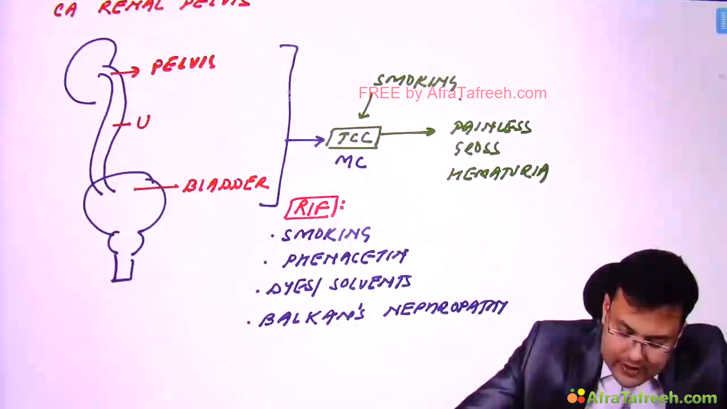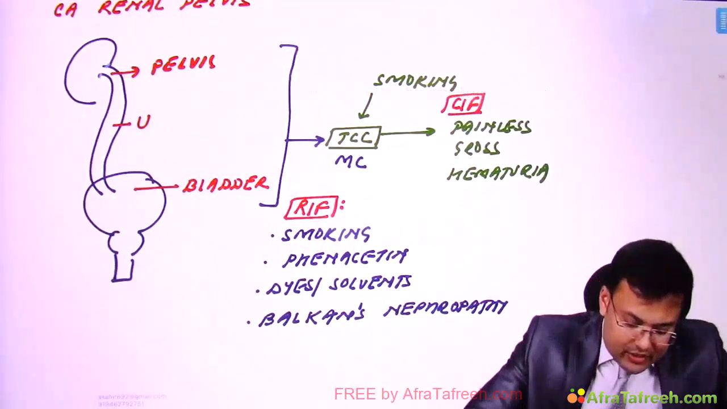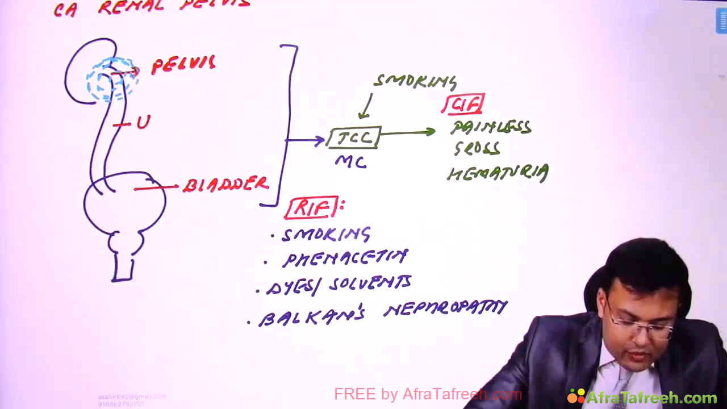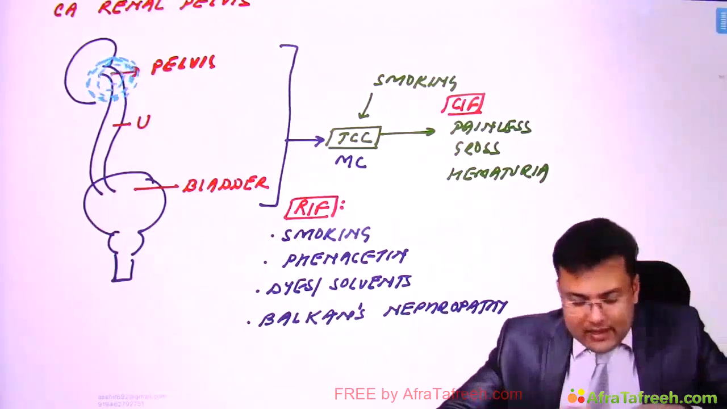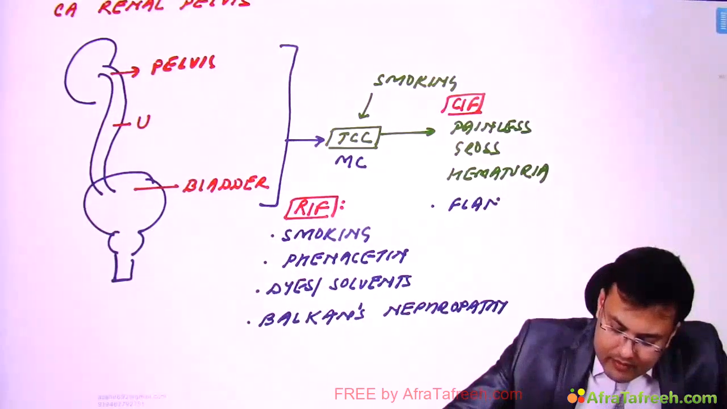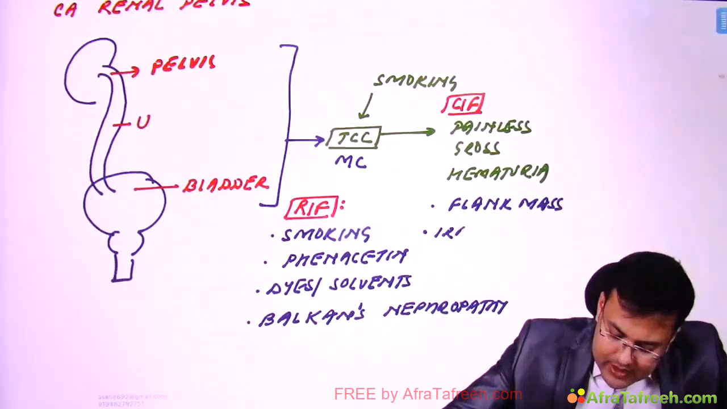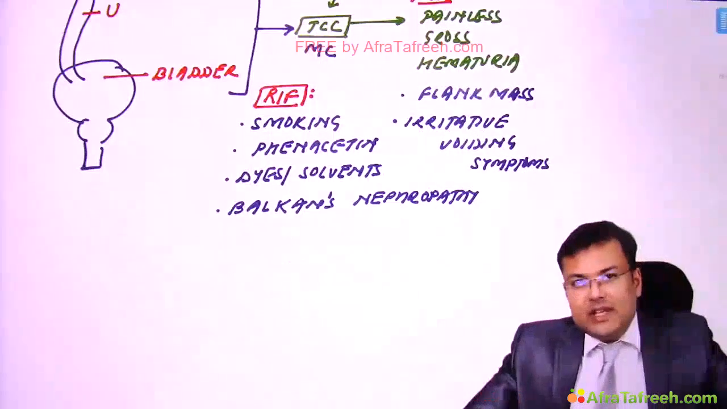See the clinical features. These patients have painless gross hematuria. Apart from this painless gross hematuria, since the tumor is there, so what? If you can palpate, you can feel that there is a mass in the flank. So these patients have flank mass, and irritative voiding symptoms. Right? Now, how are we going to make the diagnosis?